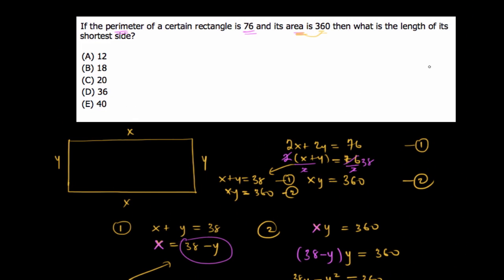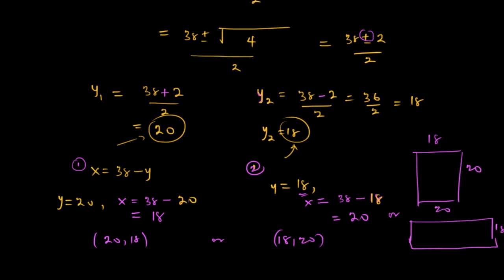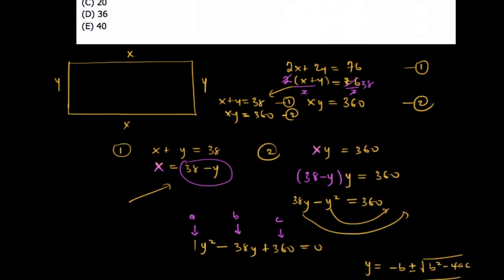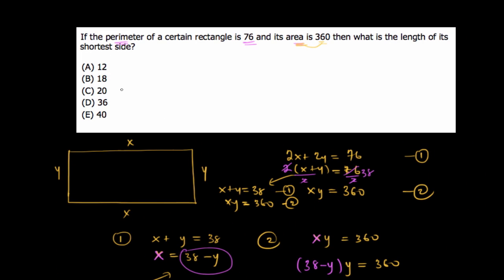But then we are told to choose the length of the shortest side. So from what I've shown here, if you're using this rectangle, the shortest side is 18. If you're going to use this one, the shortest side is still 18. So that tells us that the solution to the problem has to be B, and that completes the problem.